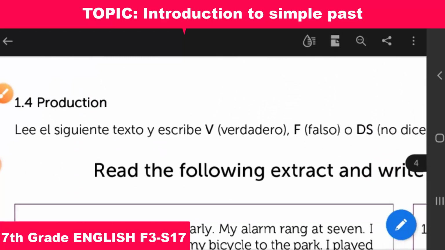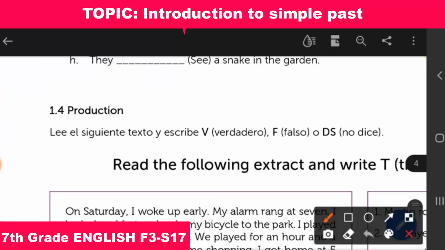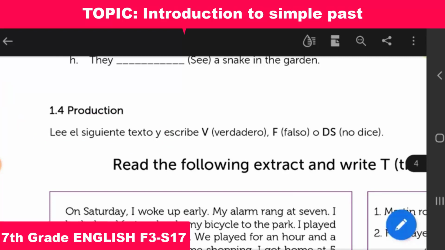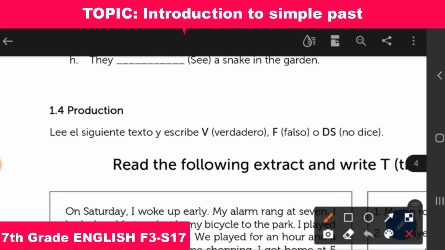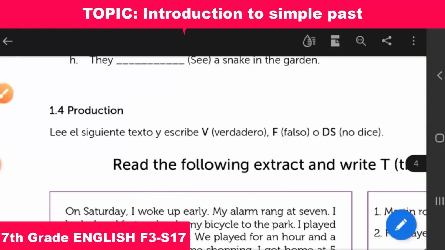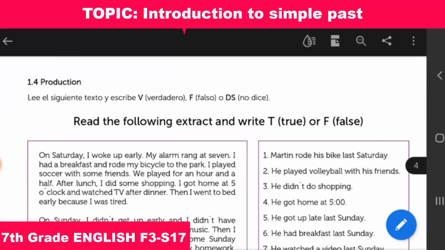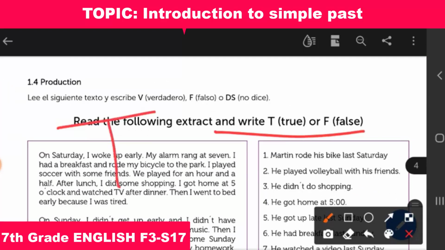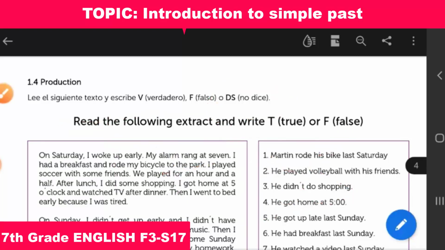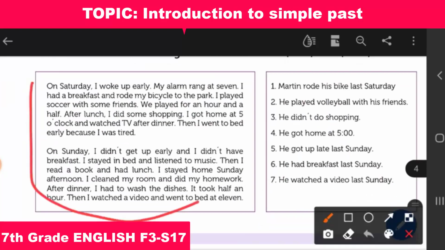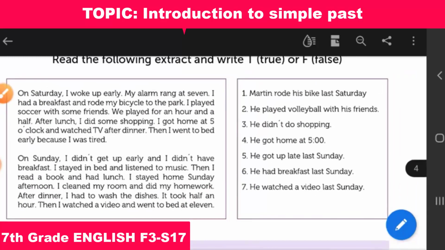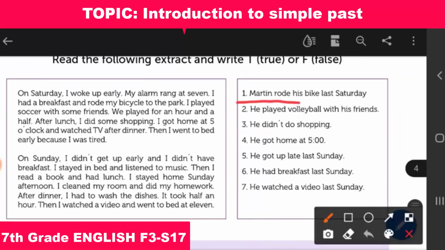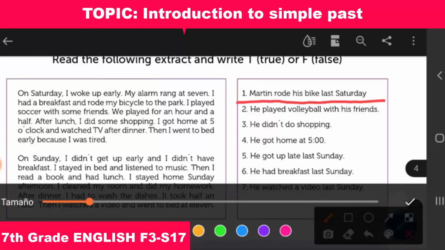Now, 1.4, lee el siguiente texto y escribe V, verdadero, F, falso, DS, no dice, doesn't say. Puedes poner para verdadero, true, y para falso, false. Y si no dice, doesn't say. Leemos y luego contestamos. One example: Martin rode his bike last Saturday. Is it true or false?